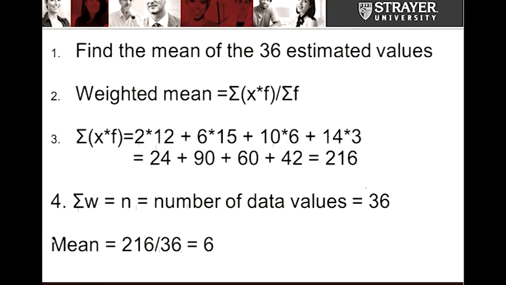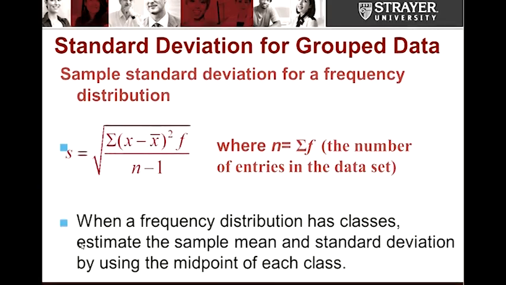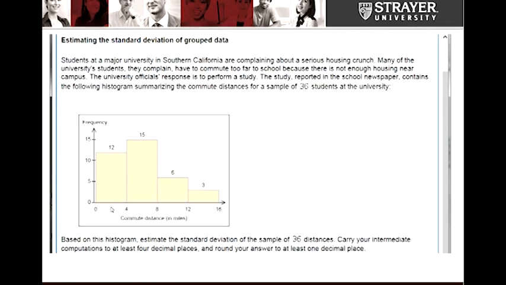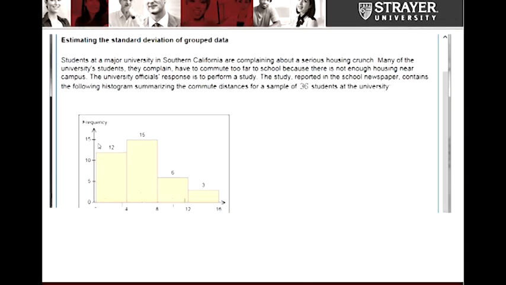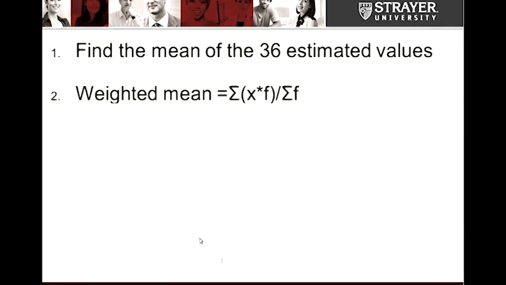So the mean of this frequency distribution, here's our frequency distribution. We had 12 items with a midpoint of 2, 15 items with a midpoint of 6, 6 items with a midpoint of 10, 3 items with a midpoint of 14. And when we multiply and add, we get an average of 6 from this frequency distribution. Okay, so that's our mean.